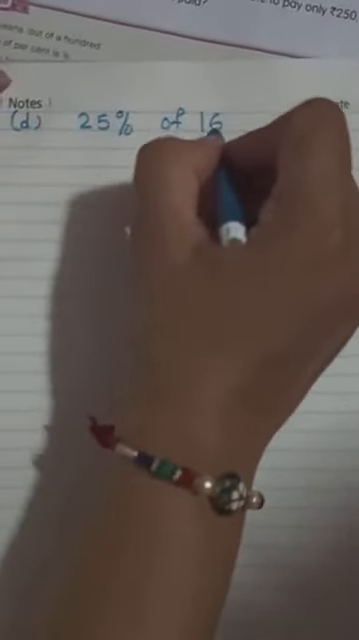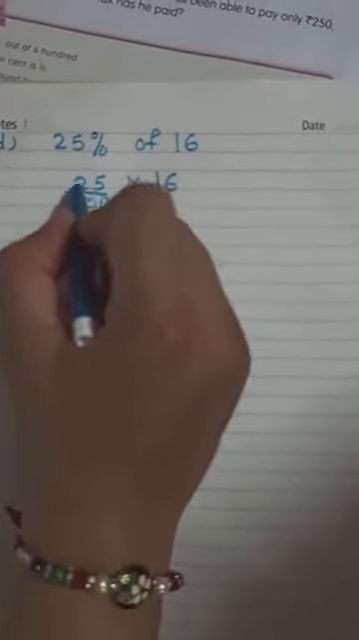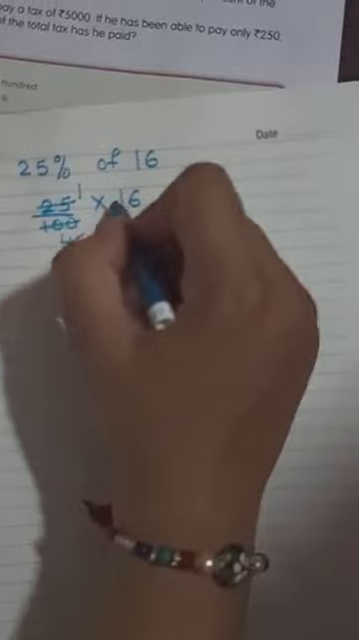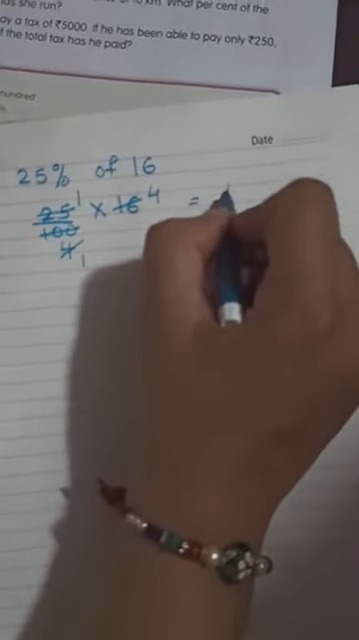E part is very easy. I'll do D part for you, and the remaining parts you will do yourself. That is 25% of 16. So 25 upon 100 multiplied by 16. Again 25 ones are 25, 25 fours are 100, 4 ones are 4 and 4 fours are 16. So 4 is your answer.